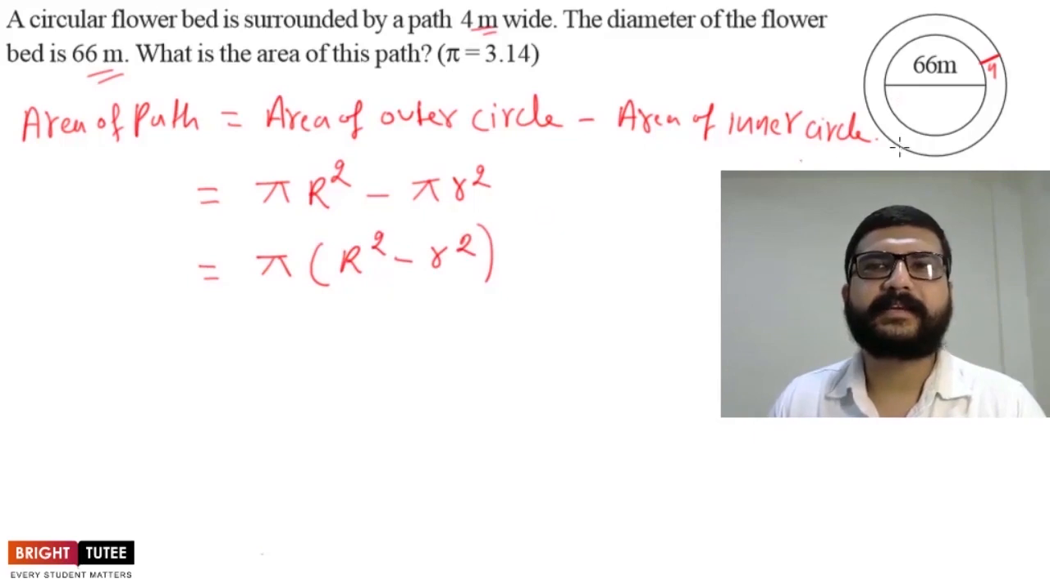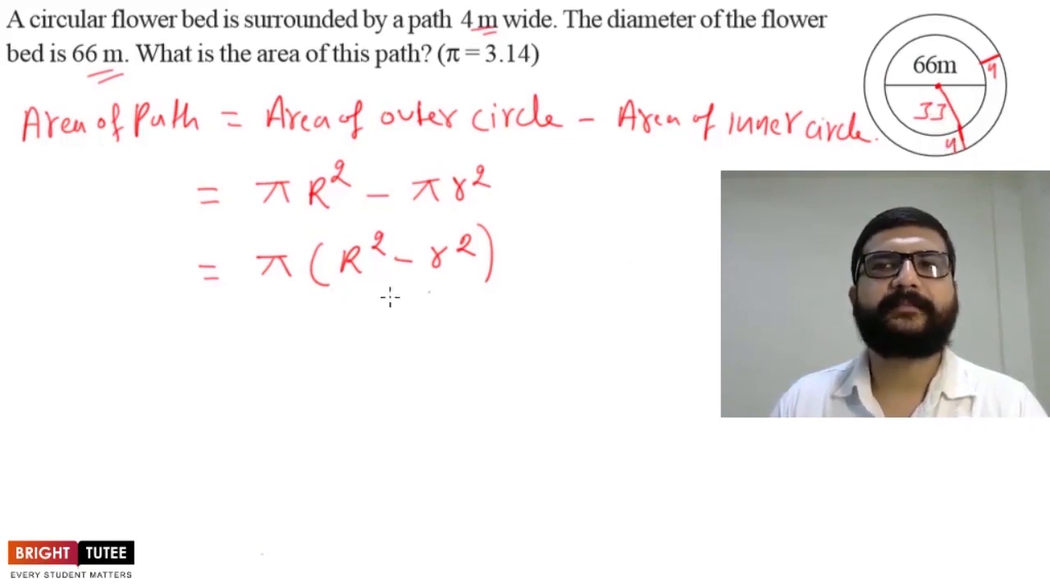Now what is the capital R square? First of all, let us try to find what is small r. Small r will be half of the diameter of the inner circle, and the diameter of the inner circle is 66 meters. So its half will be 33 meters. So the inner circle has a radius of 33 meters, and this is of width 4 meters. So it means the outer circle is of radius 33 plus 4, that is 37 meters.